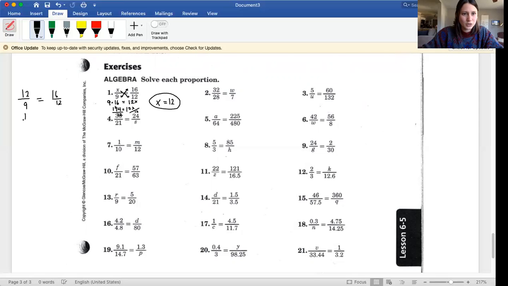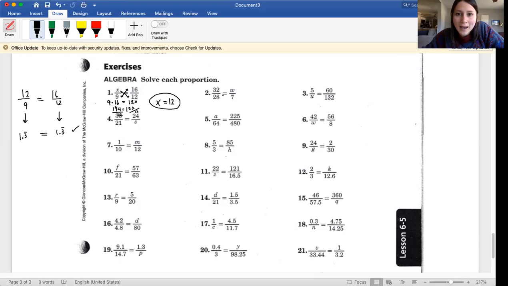And if you wanted to check, you could even simplify 12 over 9 and 16 over 12. You could simplify both of these, or even find the unit rate by dividing the numerator by the denominator. If I divide 12 by 9, I get 1.3 repeating. And if I do 16 divided by 12, I also get 1.3 repeating. So these are equivalent. These are the unit rates, 1.3 repeating over 1, right? These would be the unit rates, and they're equivalent. So the rates are equal and they are proportional, and my answer is correct.